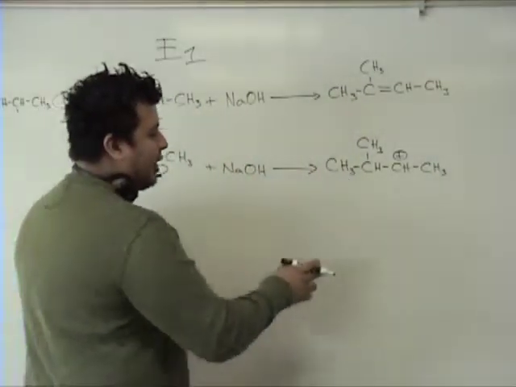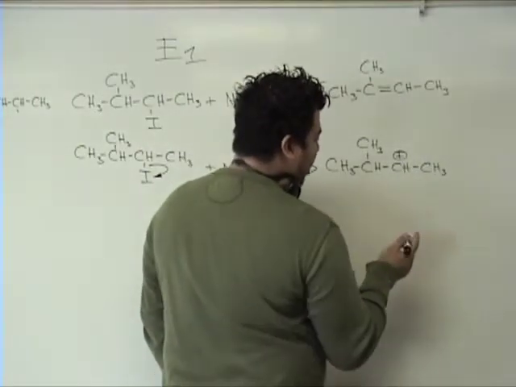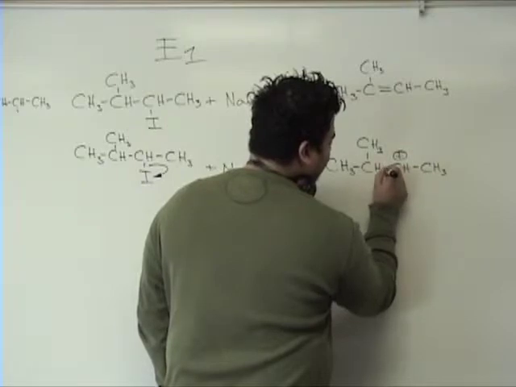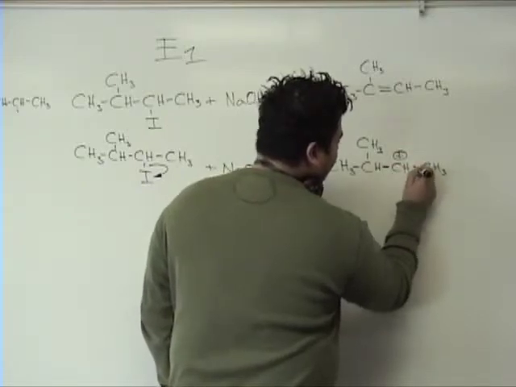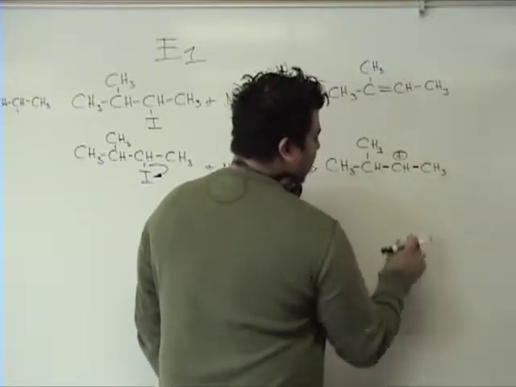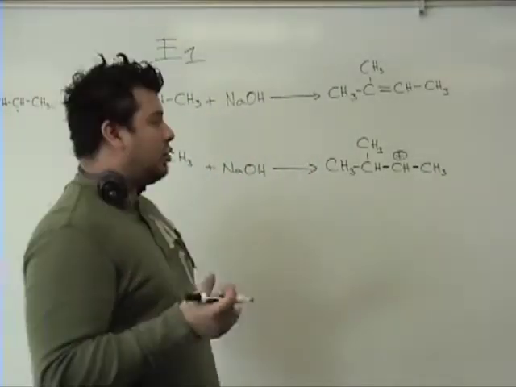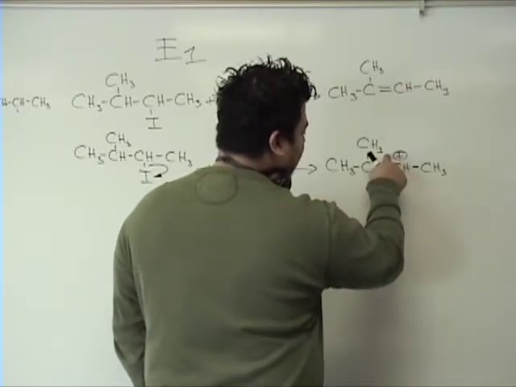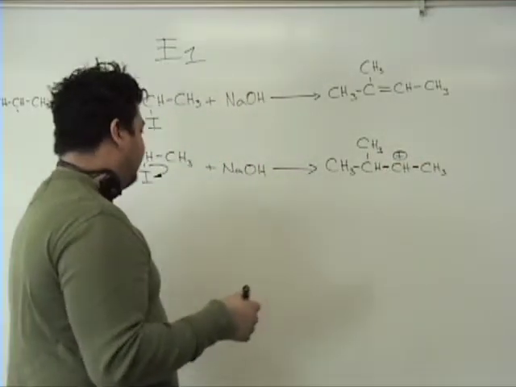Again, this carbon has an empty orbital, or it has a positive charge, because it only has 3 things attached to it. It has 1 bond here, 2 bonds here, and 1 bond with the hydrogen. And you know carbon has to be attached to 4 things. Since this one is only attached to 3 things, it's missing 1. That's a plus charge.